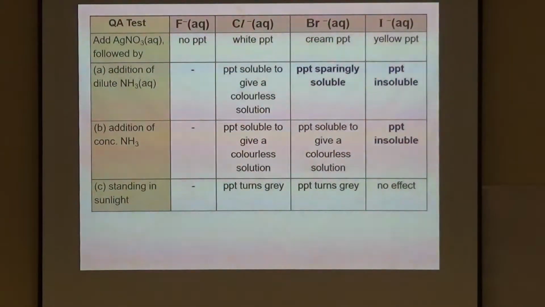Okay, so we need to know the situation for chloride, bromide, iodide. One way to tell them apart is by the color. There's white for the chloride. Bromide is intermediate between the iodide and the chloride, so it's cream. Iodide is yellow. Chloride will dissolve in dilute ammonia and concentrated ammonia. Bromide is partially soluble in dilute ammonia, but it will be soluble in concentrated ammonia. Iodide is insoluble in both dilute and concentrated ammonia.